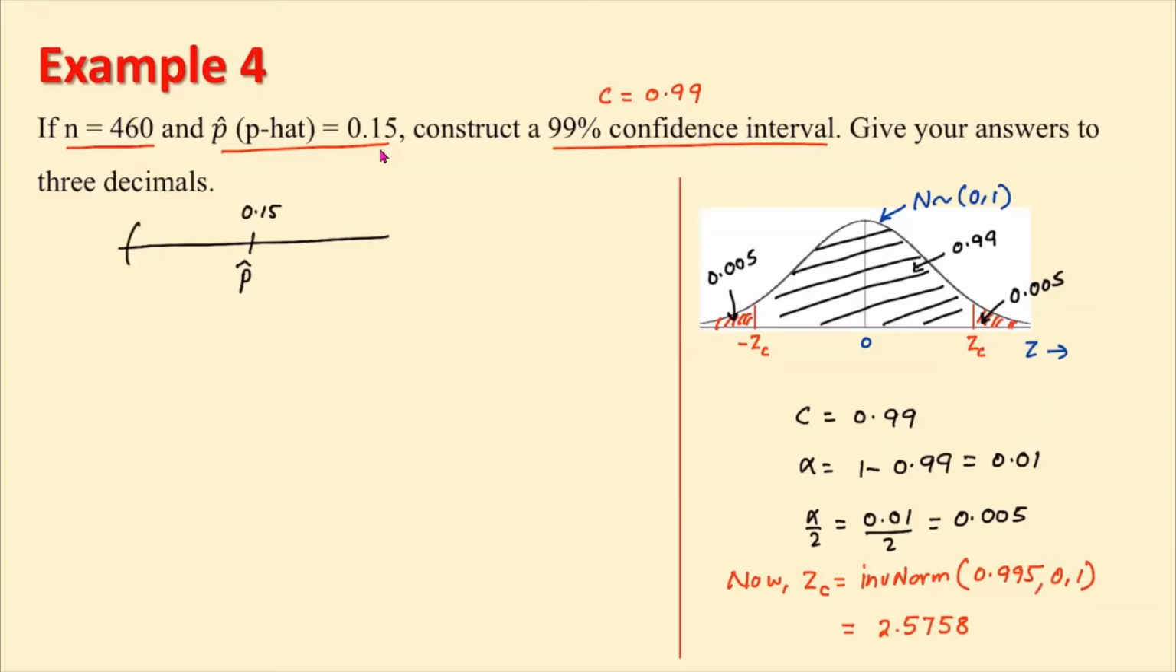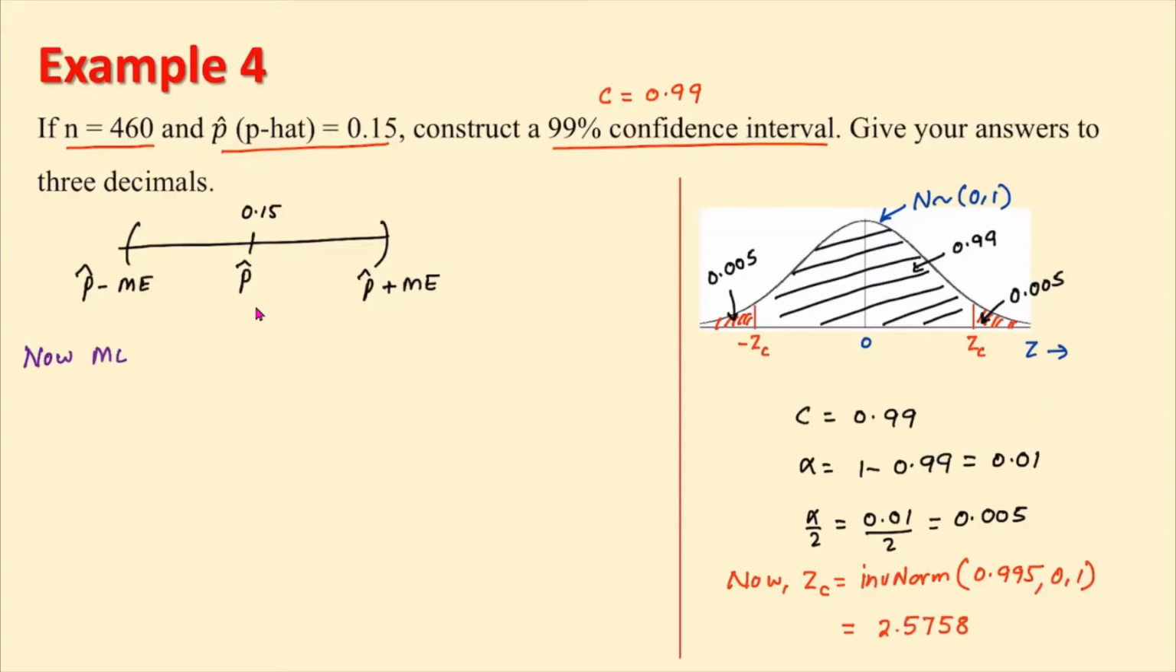So the lower boundary will be P hat minus the margin of error, and the upper boundary will be P hat plus the margin of error. We need the lower and upper boundaries for the confidence interval, so we need to find the margin of error. For the left boundary, we subtract the margin of error from P hat, and for the right boundary, we add it to P hat. So now let's find that margin of error.